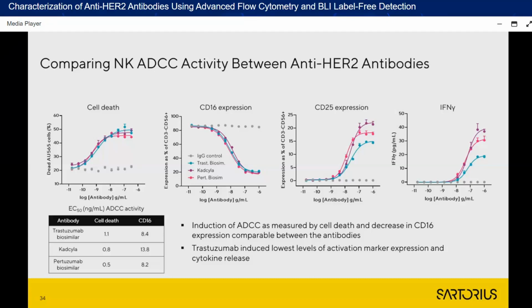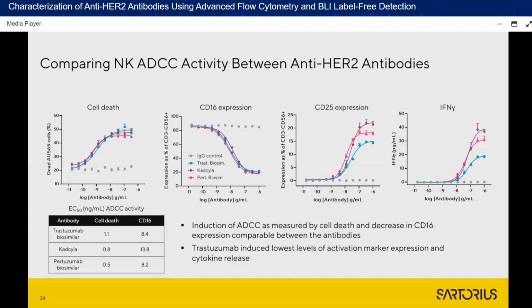And the reason I call this out, despite it being quite a small difference, is that if we then have a look at the CD25 activation marker expression and also the induction of interferon gamma, so a cytokine indicative of activation, we can see that both of those were slightly reduced with the trastuzumab biosimilar relative to the other two antibodies. So, particularly perhaps if we looked at this over a time course, we may have seen that these effects started to have an impact on the amount of killing.